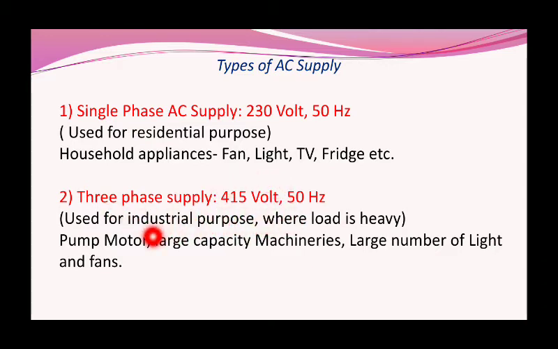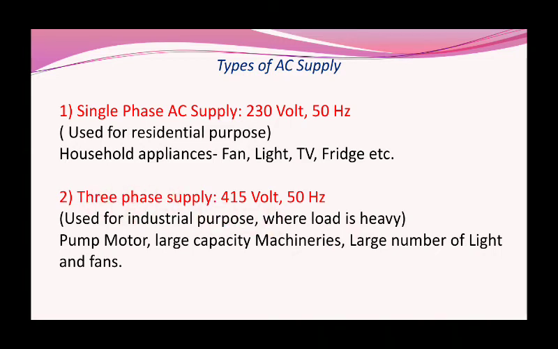So why we use three phase supply: for industrial purpose where the load is heavy, meaning if we have a big pump motor, large capacity machines, or a very large number of lights and fans. For example, there is a big function hall. In a big function hall we need 200 lights, 200 fans. So if the number of appliances is large, in that case also we need heavy power, and so we use a three phase supply.